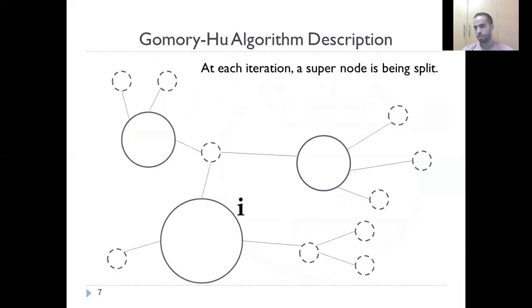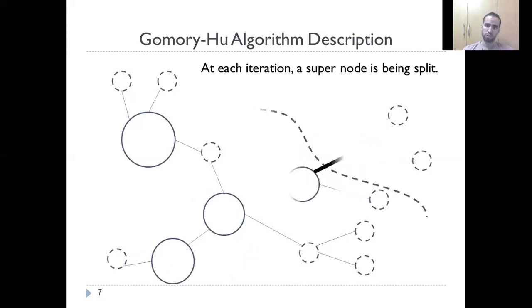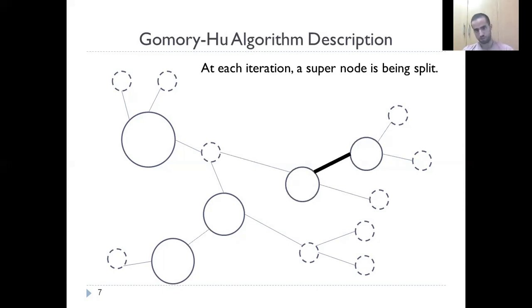Now, at each iteration, two things happen. We can think of two things that happen at the same time, two processes. The first thing is that a supernode is being split into two. So in this case, a supernode I is being split into two, and then we add a new edge between the new supernodes, and we reconnect the subtrees that were previously connected to I. And again, we pick a supernode that contains more than one node, and we do the same. We partition it. And we continue until all of the supernodes are singletons, and then we have the tree that is effectively on the same set of nodes as the given graph.